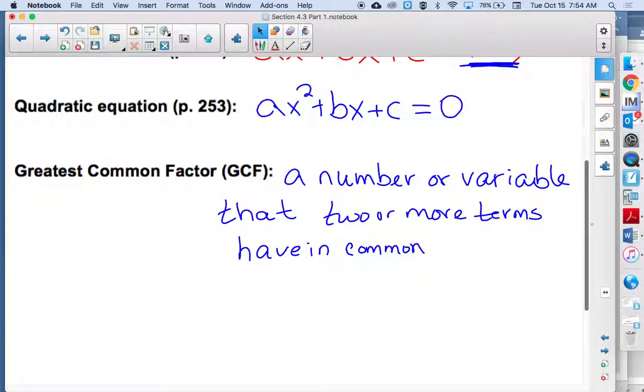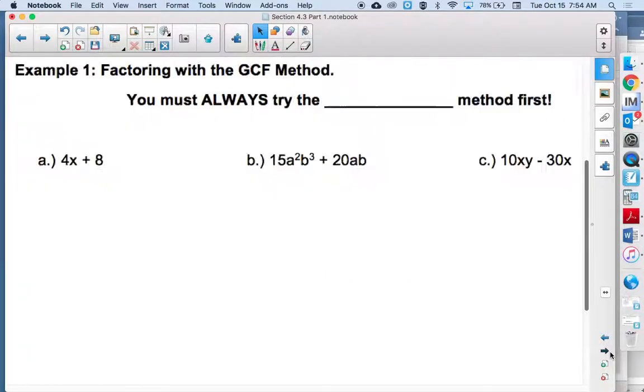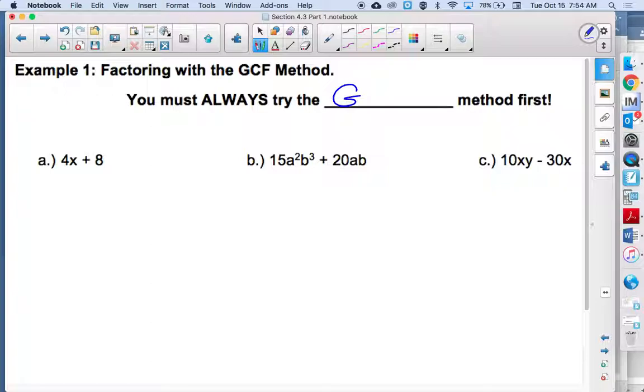So the first type of factoring we're going to review would be factoring using the greatest common factor. And if you look at the 3 examples, we're really going to do 4 different types of factoring today. So like a little review. Factoring with the greatest common factor method. You must always try the GCF method first. So every question we look at, the first thing we'll think about is, is there a greatest common factor? If so, we want to take that out. We want to make the number smaller.